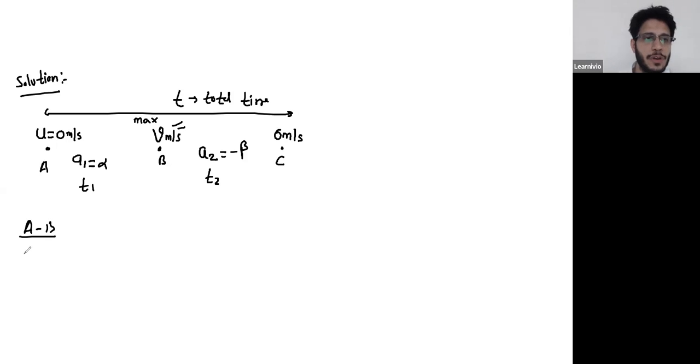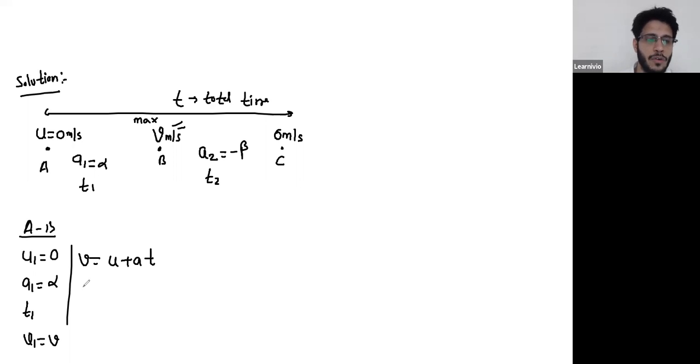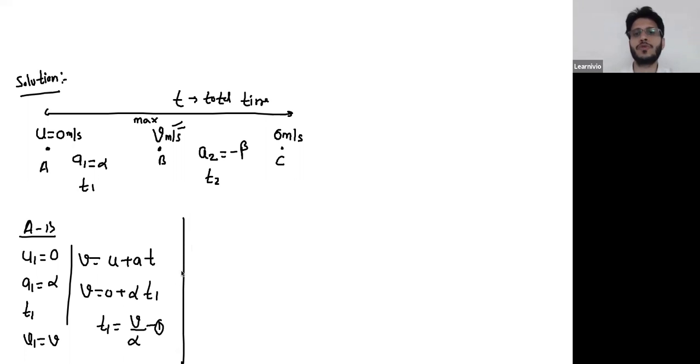Fazil, what is initial velocity from A to B? Zero. What about acceleration? Alpha. Time t1. Final velocity is v. So we can use this relation, v is u plus at. Final is v, initial is 0, acceleration is alpha, time is t1. So here t1 is v by alpha, that is first equation. This is from A to B.